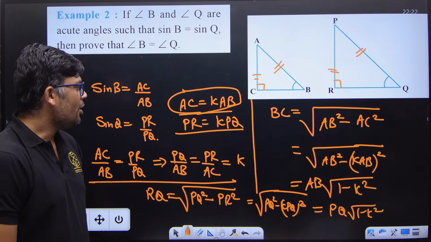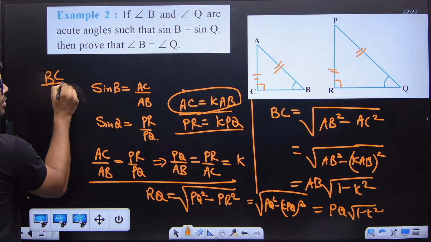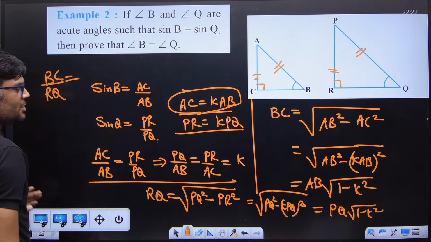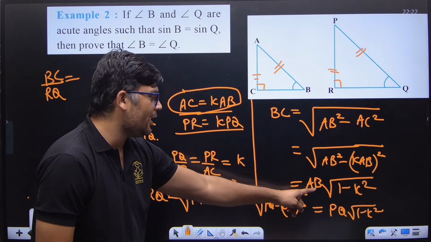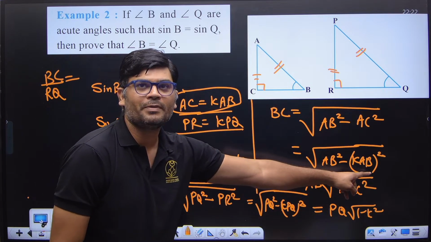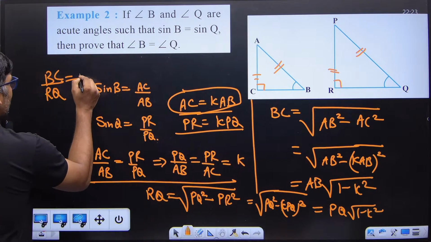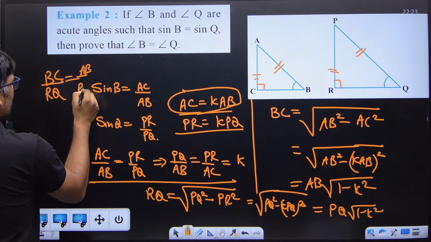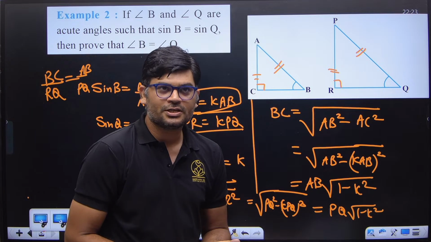Now if I ask you what is BC upon RQ, you will find it is again equal to AB upon PQ, because under root 1 minus K square will get cancelled out. So it will be equal to AB upon PQ. So now we can say the three sides are proportional to each other.